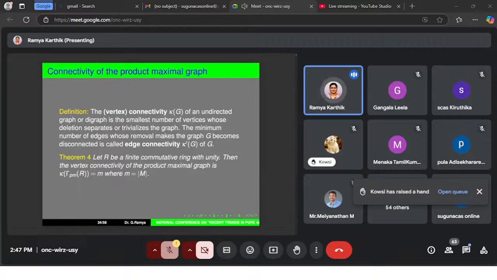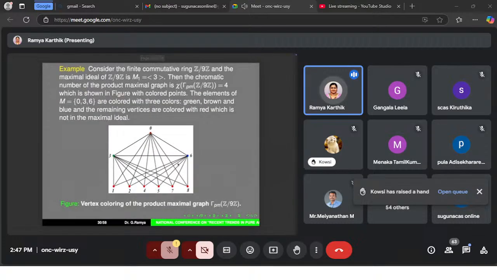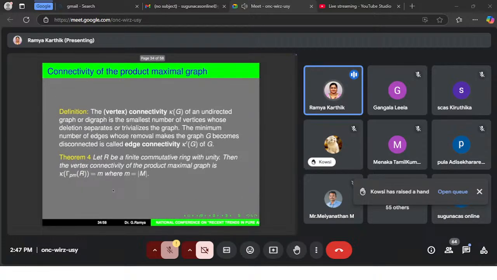Okay, so next, this is the result for the product maximal graph. The vertex connectivity depends on the structure of the maximal ideal. I will give an example here. 0 is connected to all other vertices, 3 is connected to all other vertices, and 6 is connected to all other vertices. Suppose you consider the set of vertices 0, 3 and 6 and remove them from the graph. What happens? The remaining vertices 1, 2, 4, 5, 7, 8 are disconnected and become isolated single vertices. That's why the vertex connectivity of the product maximal graph is m. What does m mean? M is the number of elements in the maximal ideal. If you remove these m elements, the product maximal graph becomes disconnected.